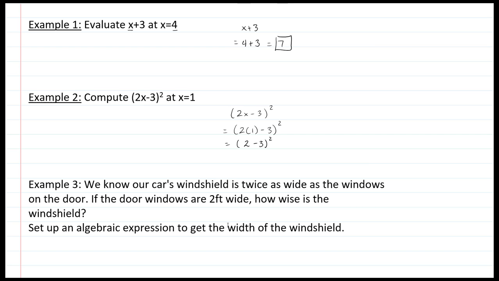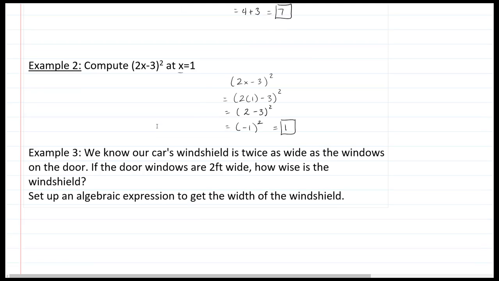So now we handle the subtraction. This ends up equaling negative 1. On the inside of the expression, we leave the squared. We handle the 2 minus 3. And now negative 1 squared is just 1. So look at that. Our expression ended up equaling what our variable equaled. This doesn't always happen, but it happened in this case. So our expression at x equals 1 is also 1.